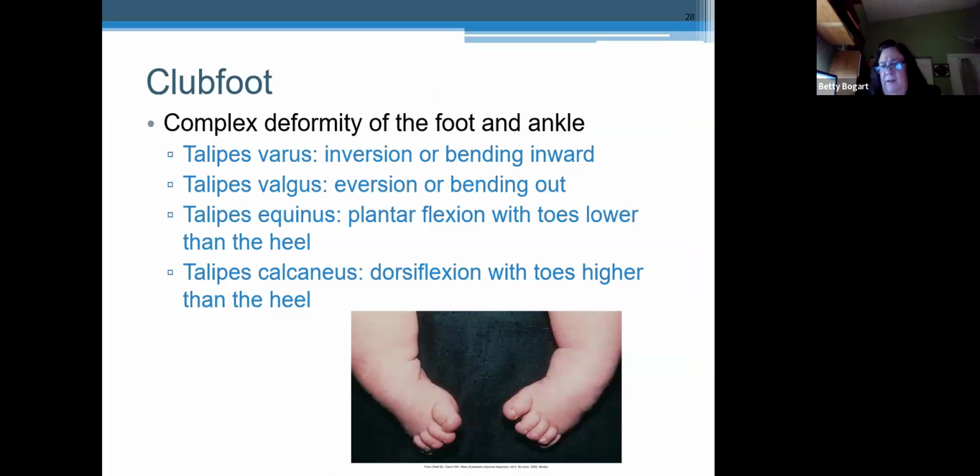Again, bones, infants, born with club feet. No, you don't have to know all the names of all the different types. Just know club feet can be in, out, up, down, round. It could be all over the place the way those ankles look. That's all you need to know: that the ankles and the feet aren't in the position they should be.